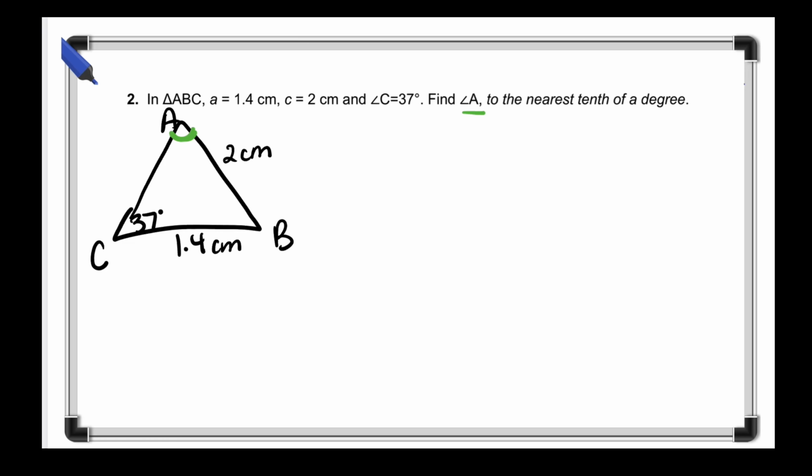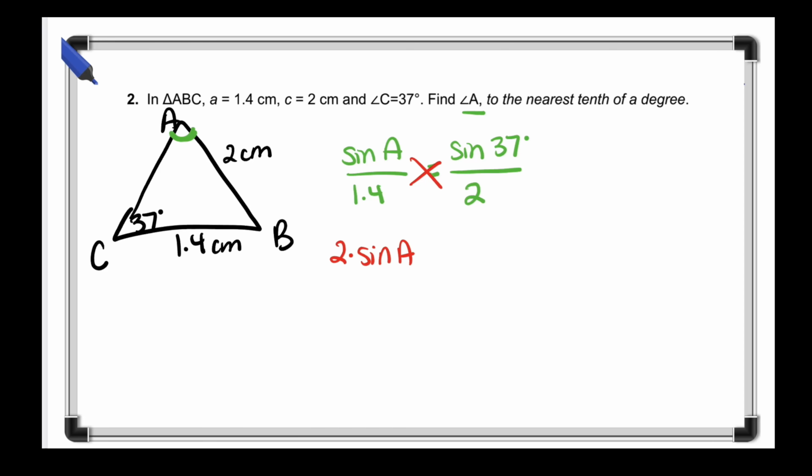And again, because we're trying to find an angle, we could put all of the sine of our angles in the numerator. So the sine of angle A over 1.4 is equal to the sine of angle 37 over 2. Again, you are going to cross multiply, so you have 2 times the sine of angle A is equal to 1.4 times the sine of 37 degrees.